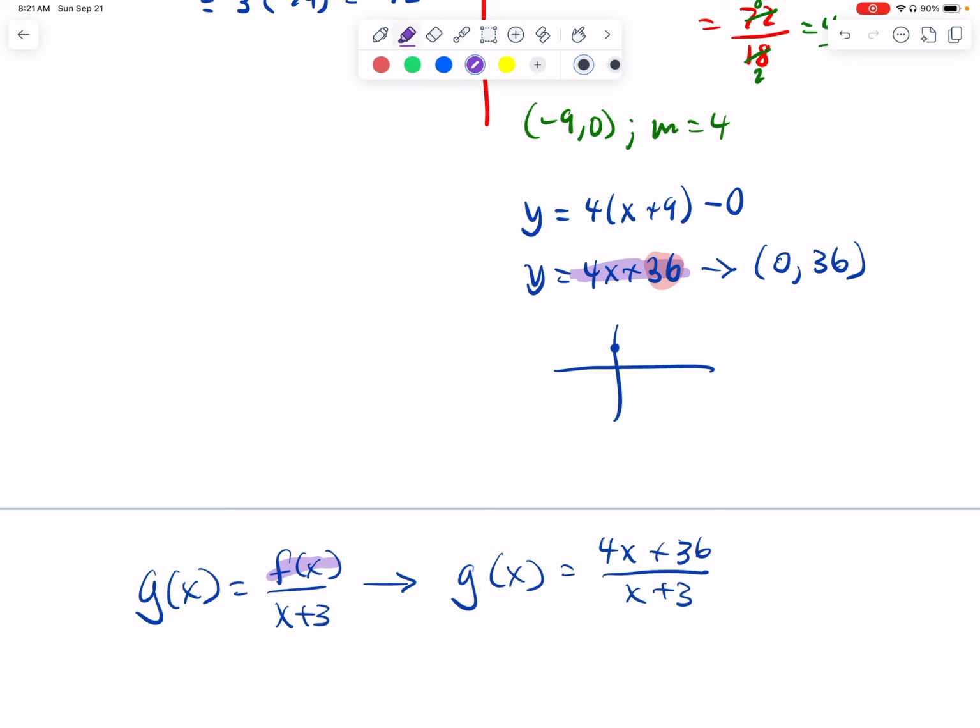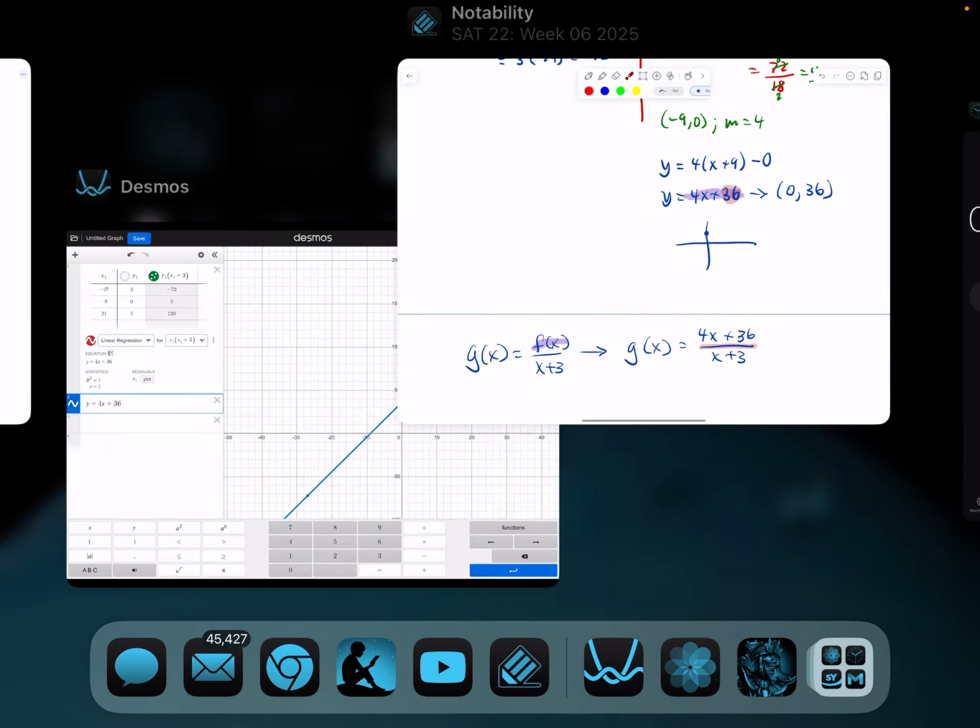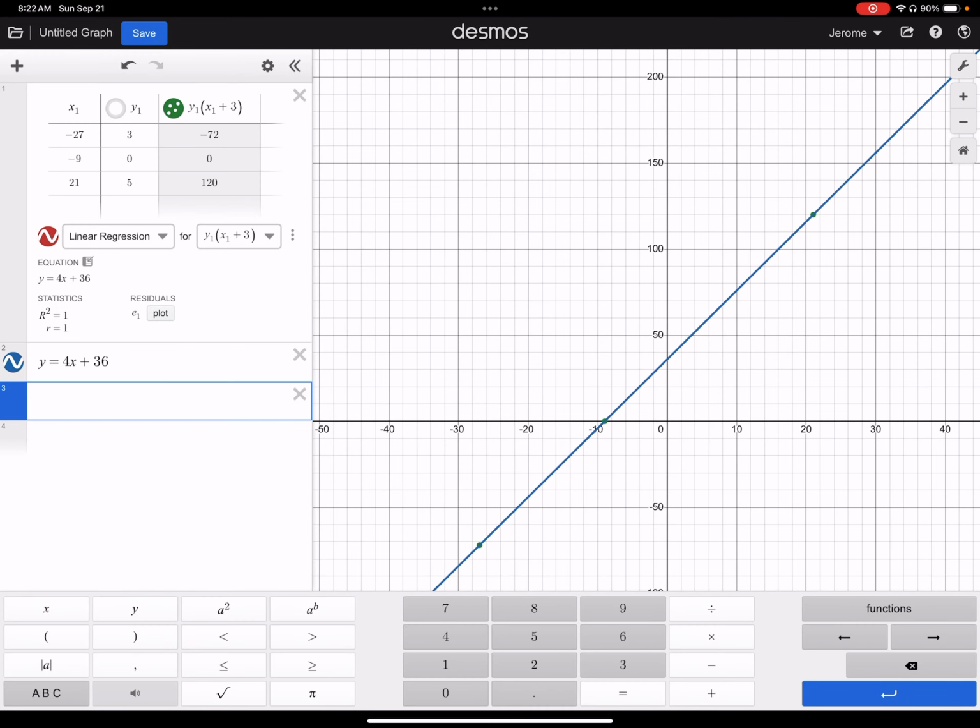Now, rational functions, a ratio, implies division. That's what this bar is right here. So basically, it's taking the graph of y equals 4x plus 36 and dividing it, y value by y value, by x plus 3. Let's see how that plays out on Desmos. I'm going to go to this next line and type in the bottom as a function, so y is equal to x plus 3.